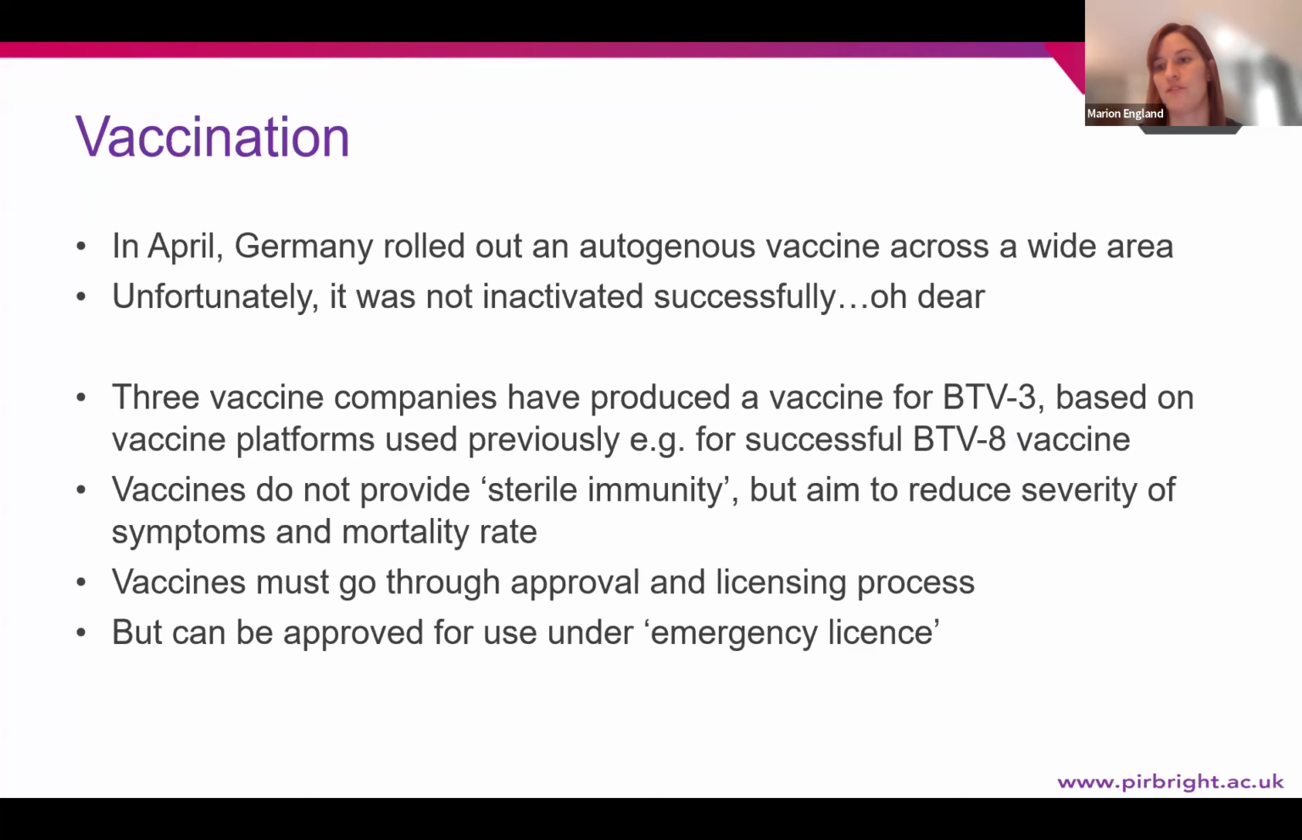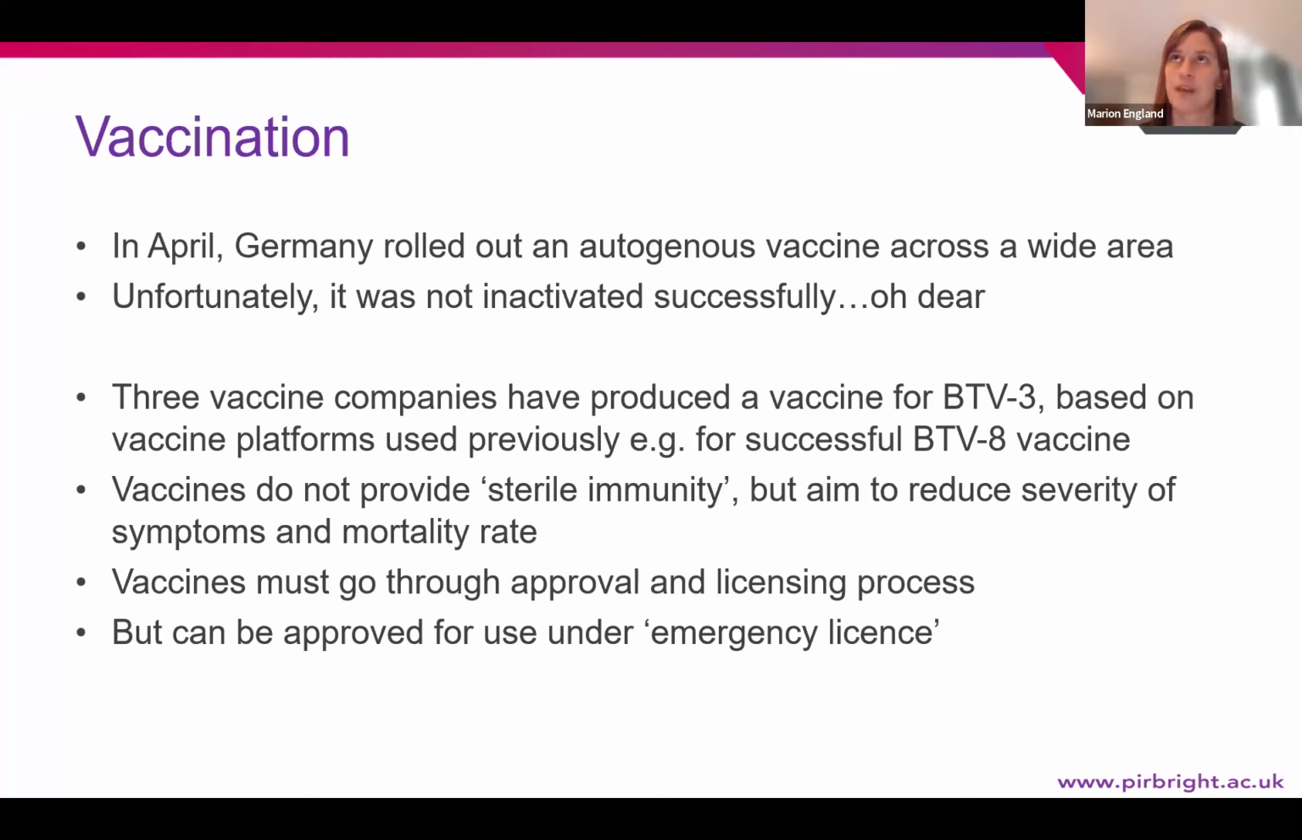So the main way of getting rid of bluetongue is through vaccination, and that's how we were able to do it in 2008. So in April, Germany rolled out an autogenous vaccine. An autogenous vaccine is where you take virus out of an infected animal, inactivate it, and then inoculate other animals to induce an immune response.